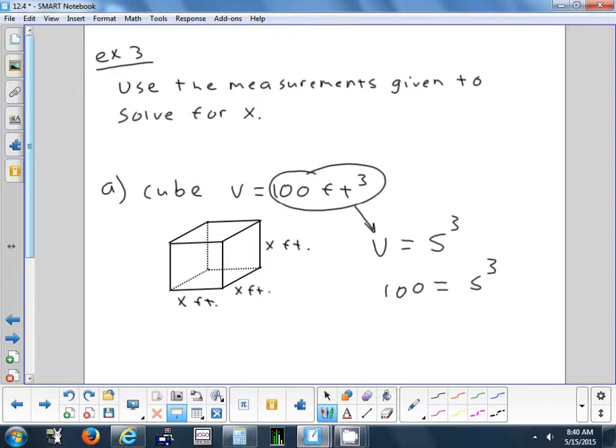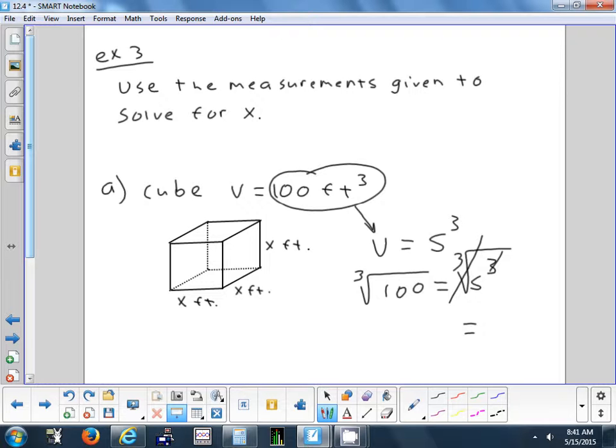How do I do that? You get S by itself there. You find the cube root of 100. Yeah, we're going to do a cube root. The only way to get rid of an exponent of 3 is to do the opposite of an exponent of 3, which is a cube root. Cube root, cube, and cancel.